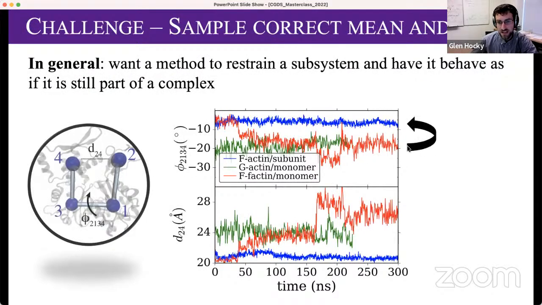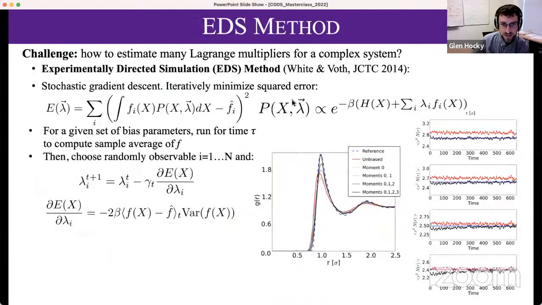So in other words, what we would need is to shift these lines back to these other values for a previously unrestrained system. And also, if you look at what's going on, you'll see that the variance of these data is different between the blue and the red lines. So we also need to correct for the fact that when it's not in a filament, it's fluctuating more, and we need to dampen that somehow. And so we thought we could use this EDS method, which Andrew just talked about. So we would learn a couple of parameters that would keep that in place.